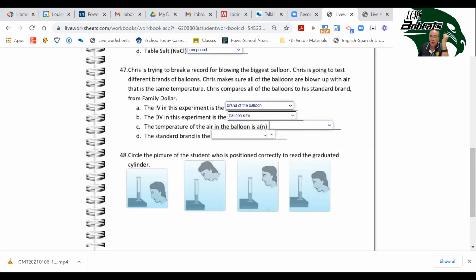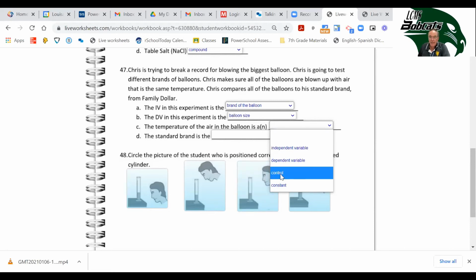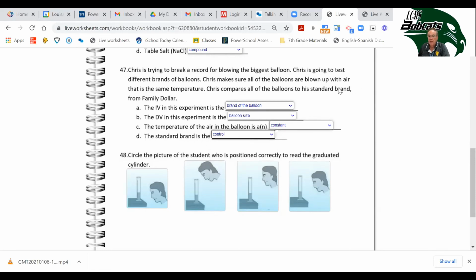The temperature of the balloon is not the independent variable because it says he's keeping them all the same. It's not the dependent variable because it's not a variable at all. They're all the same. It is not the control. It's not what he's comparing it to. It is a constant because it stays the same. The standard brand is the control because he compares all of the balloons to the standard brand.